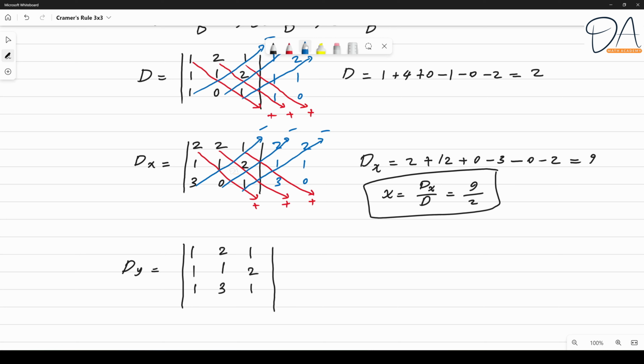Again, let's use the trick to find the determinant. Let's copy the first two columns. And then let's form the positive diagonals. So this is plus, this is plus, and this is plus. And we have negative diagonals.